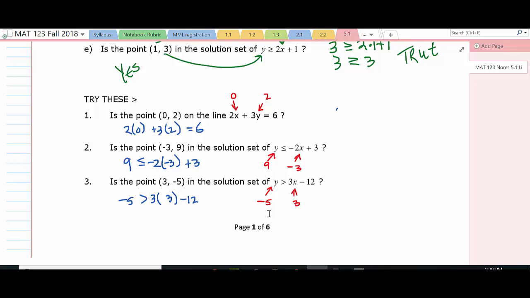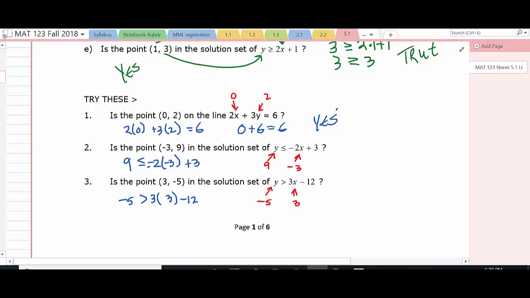So what happened on number 1? Was that yes or no? That's yes. Okay, you plug it in, you would have 0 plus 6 equals 6. So that's a yes. Okay, that means that point's on that line. Okay, the next one, is that true or false?